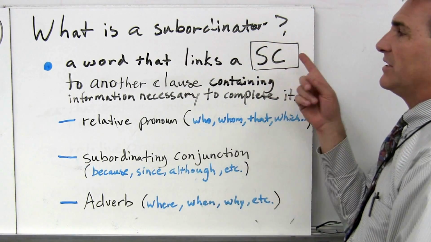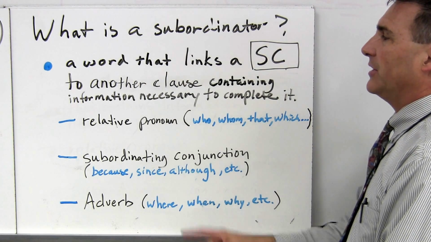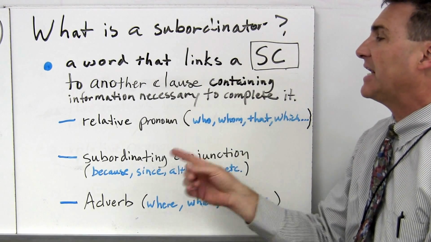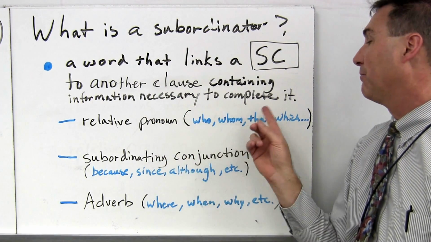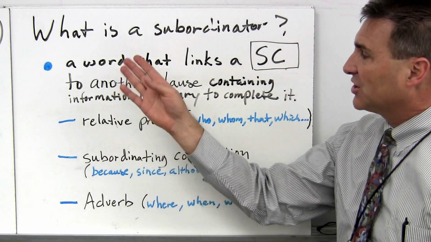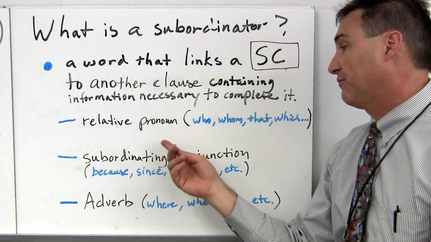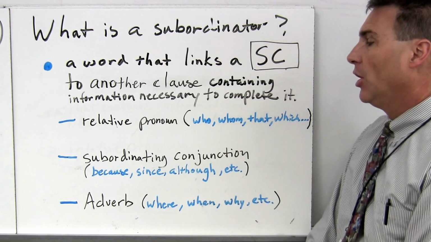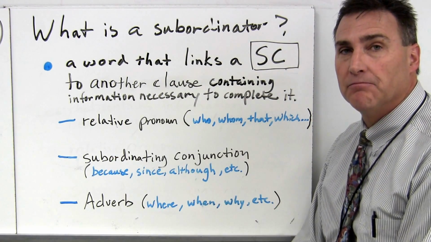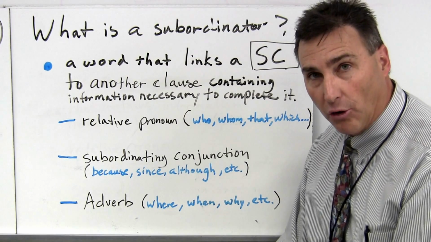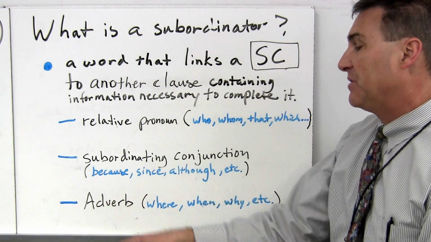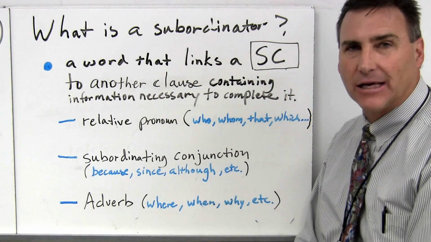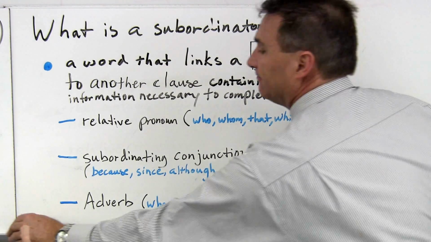So that raises the question, what is a subordinator? Well, a subordinator is a word that links a subordinate clause to another clause containing information necessary to complete the thought. That subordinator might be a relative pronoun, something like who, whom, that, which. It might be a subordinating conjunction: because, since, although, etc. It could be an adverb: where, when, while, why, etc. These are not all of them, just a few examples.